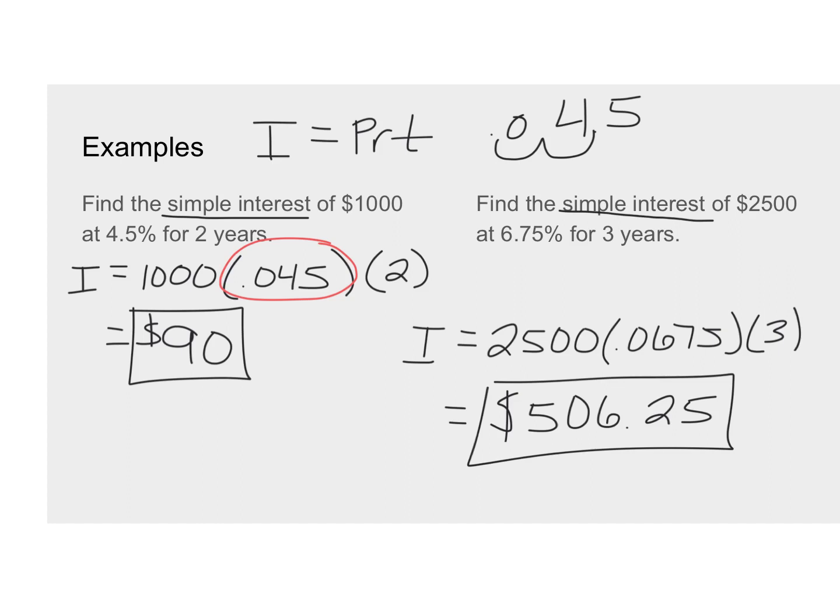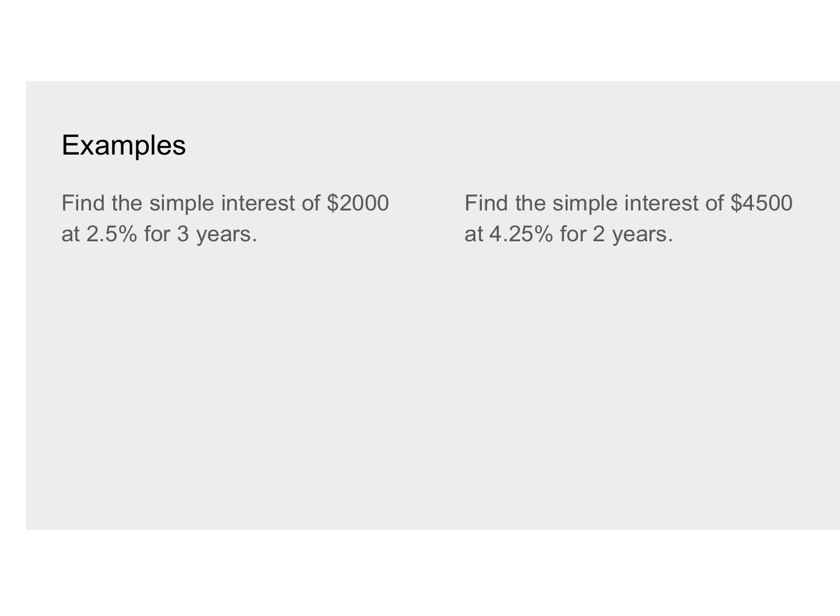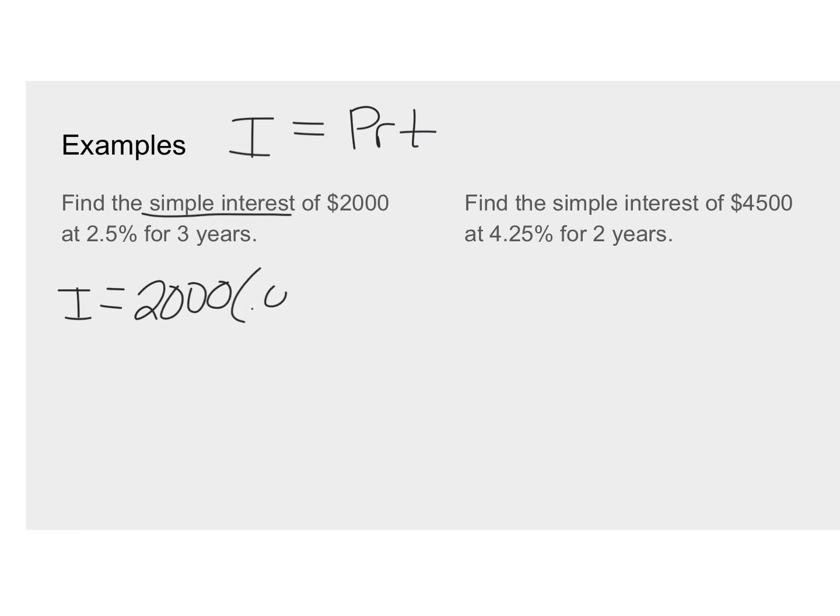Any questions? No. All right, go ahead and try those next two on your own. So, simple or compound? Simple. What equation are we using? I equals PRT. So, using that equation, what is our principal amount? 2,000. What's my rate? 2.5, but what do I have to do with that? 0.025. And then what's my time? 3 years. Raise your hand. Someone tell me what you got when you multiply that together. Tyler.